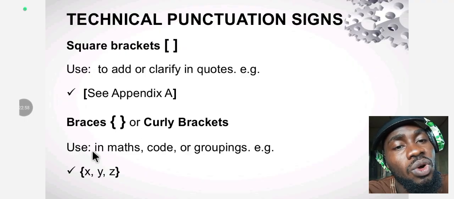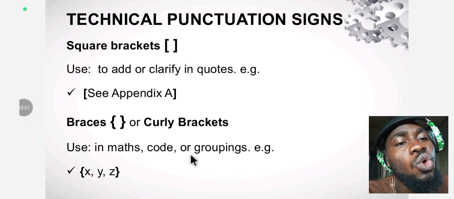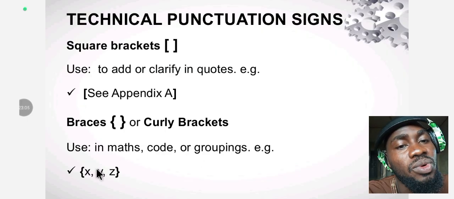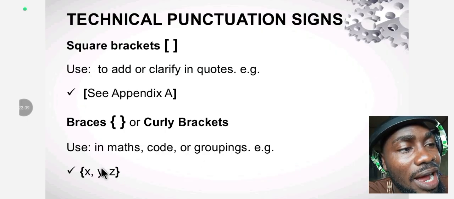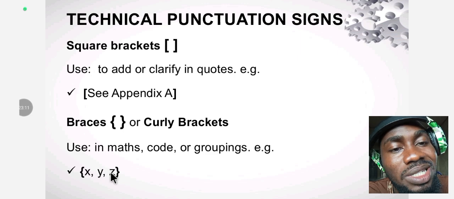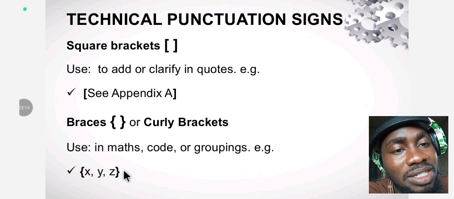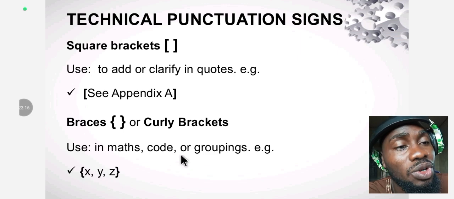What is it used for? In maths, it's also used in coding or groupings. For example, {x, y, z}. If you are familiar with the topic in mathematics called set, this kind of bracket is very common in set. Okay, moving on to the next.